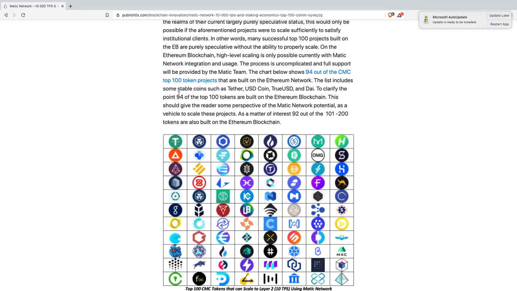The list includes stable coins such as Tether, US dollar coin, True USD, and DAI. To clarify, 90.94 of the 100 tokens are built on the Ethereum blockchain, which I just said. This should give the reader some perspective of Matic Network's potential as a vehicle to scale these projects. As a matter of interest, 92 out of the top 101 to 200 tokens are also built on the Ethereum blockchain.